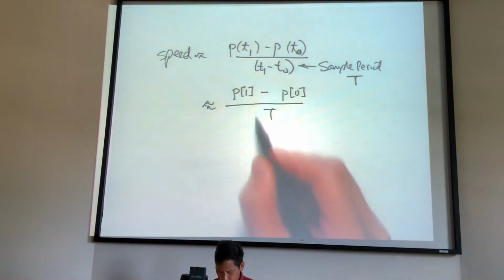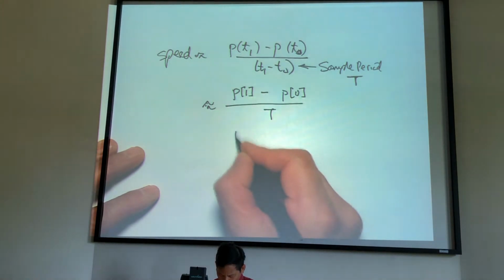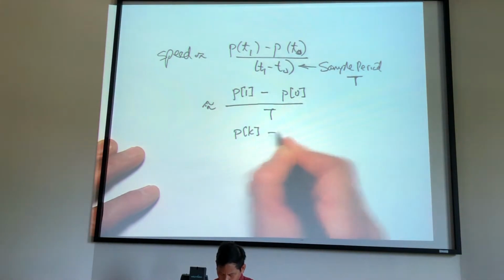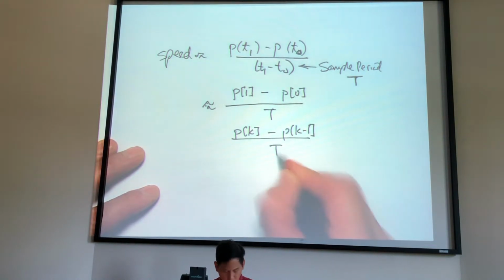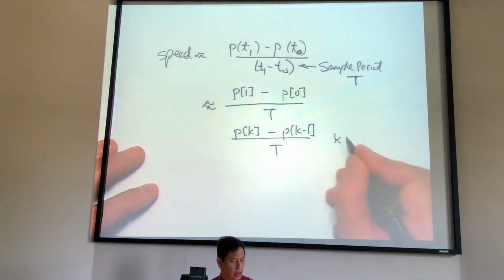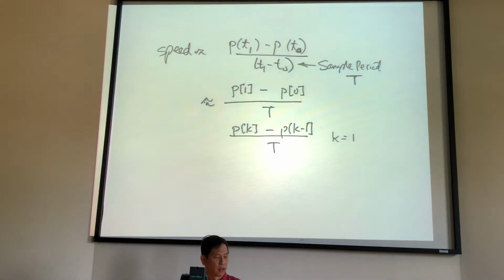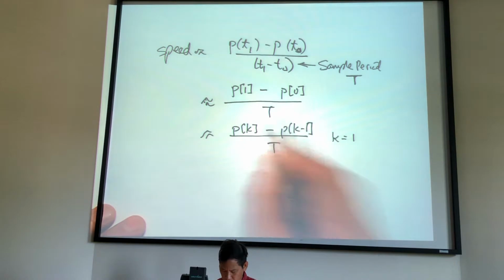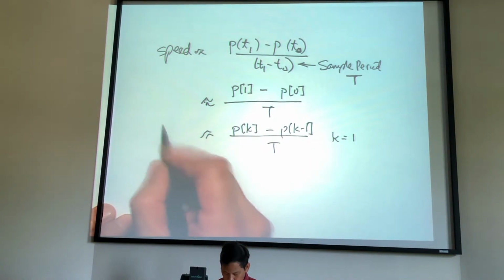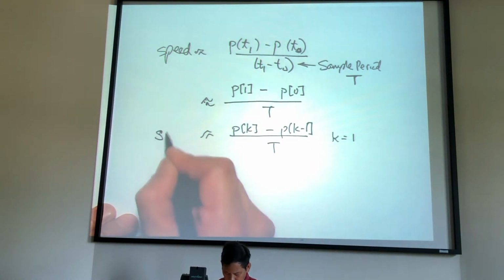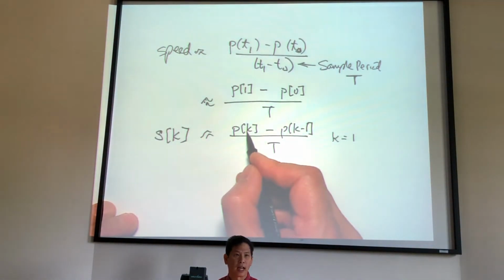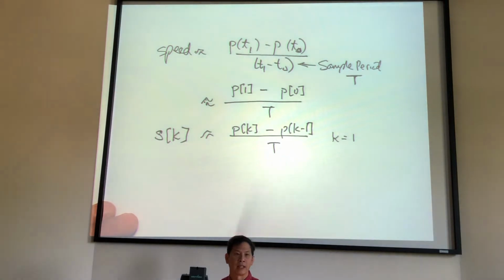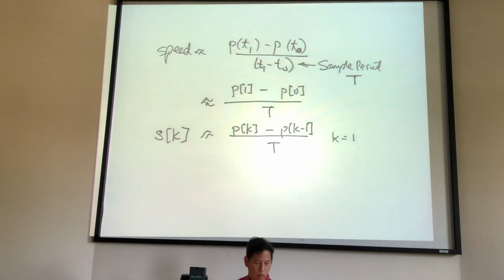So I can think of this as p of k minus p of k minus 1. Here k was equal to 1 in my equation. This is starting to look like a difference equation. It says that velocity, speed, what is my speed? It's approximately present position minus previous position, divided by the elapsed time.